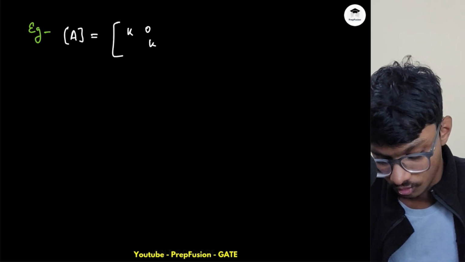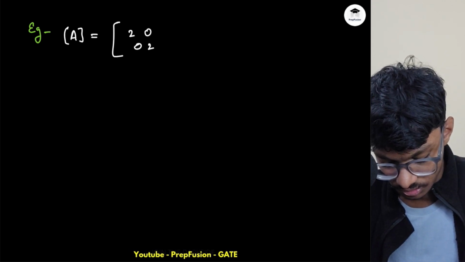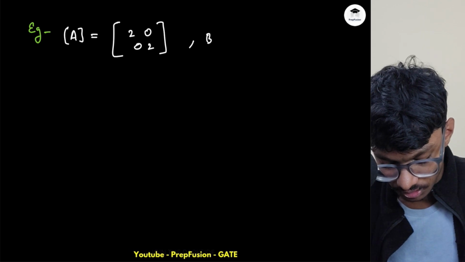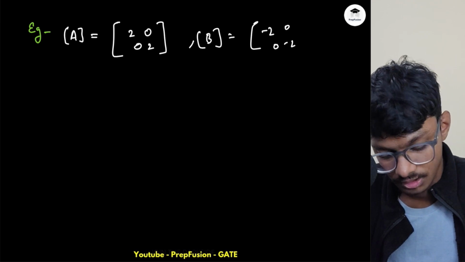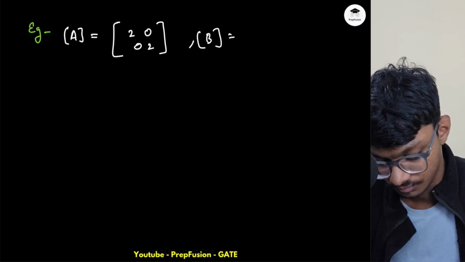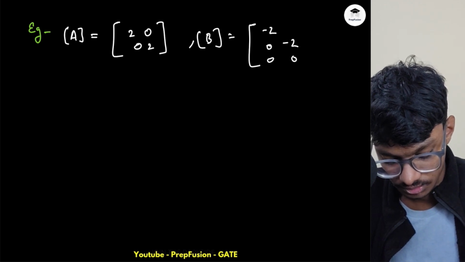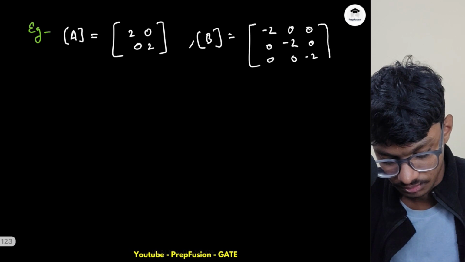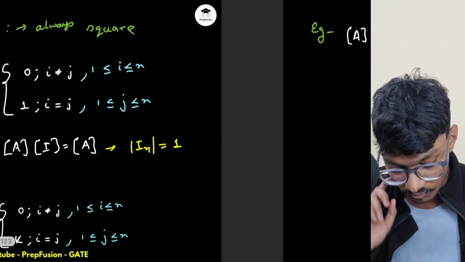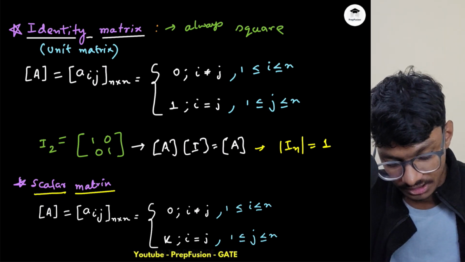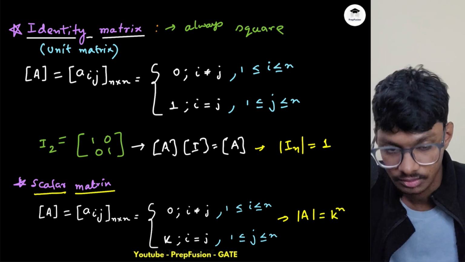Let me take a matrix with K on the diagonal: 2 0 0, 0 2 0, 0 0 2. And let me take another matrix with -2 on the diagonal. We can use third order, so -2 0 0, 0 -2 0, 0 0 -2, okay. So this is basically a scalar matrix, and the interesting fact about a scalar matrix is that the determinant of this will be simply k raised to power n.